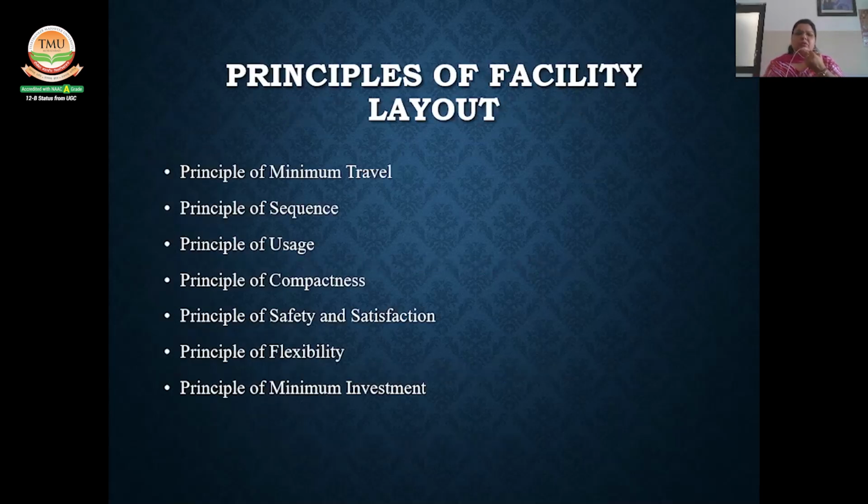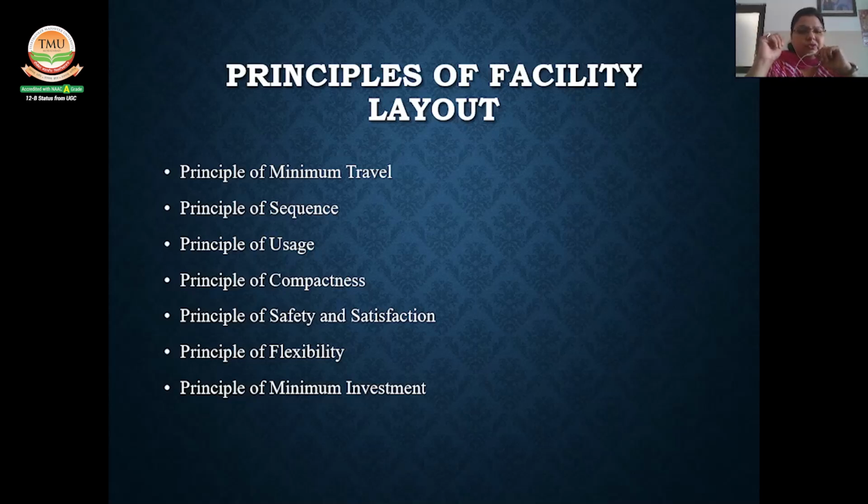These are the factors; now the principles of facility layouts which every production unit follows. Number one is the principle of minimum travel. It means the facility layout should be maintained in a proper manner so that travel is minimized. Next is the principle of sequence. There should be a proper sequence of machinery, of raw material, of manpower, and of methods. So it will affect your production processes.